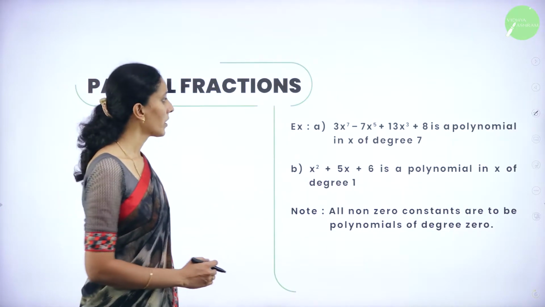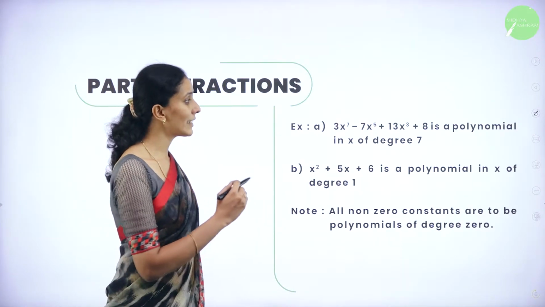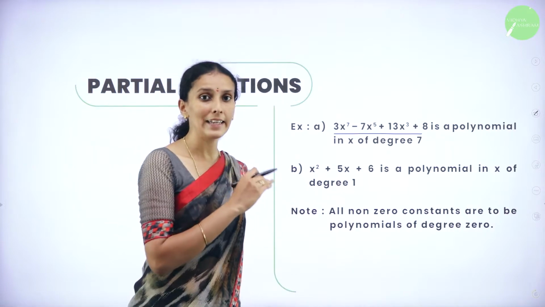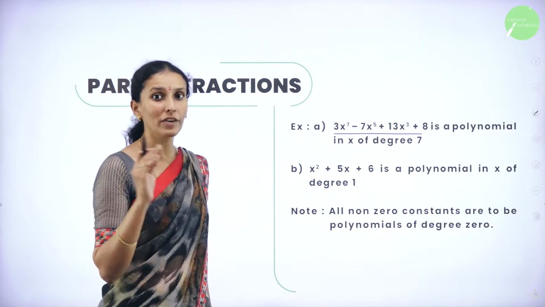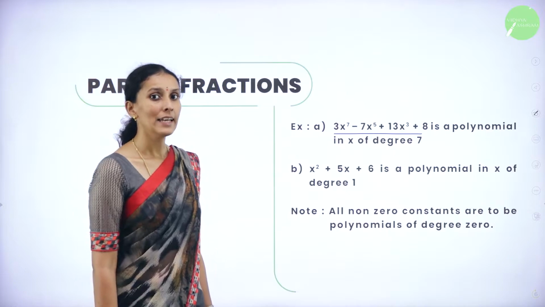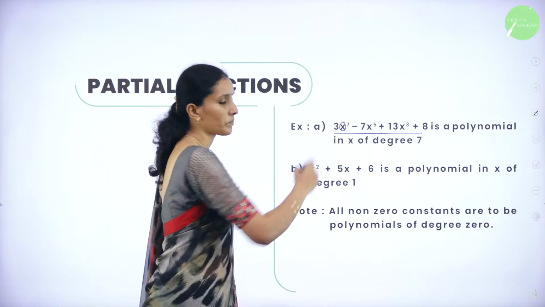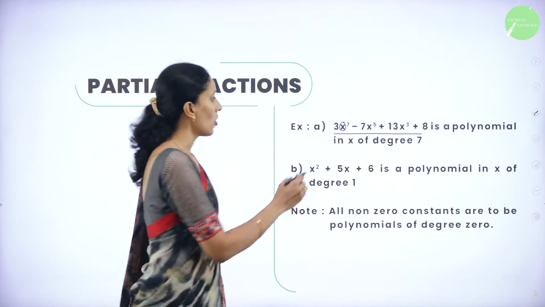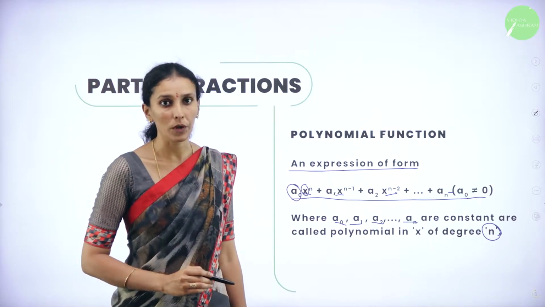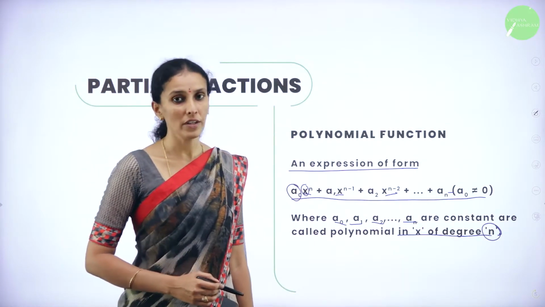I'll take one more example. You can look here: 3x^7 minus 7x^5 plus 13x^3 plus 8. This is in the standard form. Standard form is nothing but writing a polynomial in decreasing order of the powers of a variable. It is a polynomial in x of degree 7 because the highest power of x is 7. Whatever the highest power of x may be, the coefficient must not equal 0. That is why the first coefficient a0 is not equal to 0. For any polynomial of degree n, the leading numerical coefficient is not equal to 0.